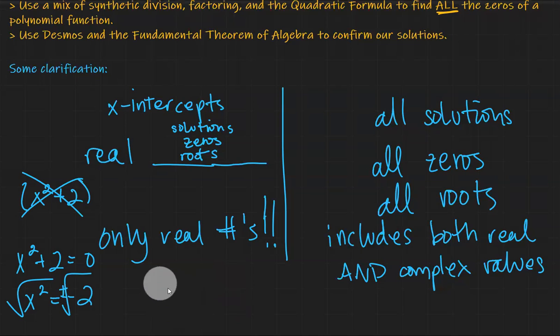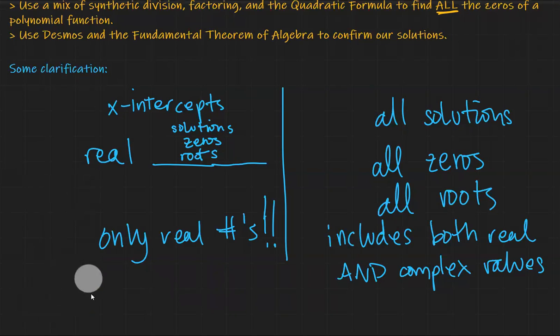Whenever I ask you for x-intercepts, I don't need to have the word real in front of x-intercepts, because if it's an x-intercept, it's implied that we're graphing it in the real plane, in the real coordinate system. Now with the words solutions, zeros, and roots, I do need to put real in front of them if I want you to only find the real ones. When I say all, that's going to include your real and your complex.